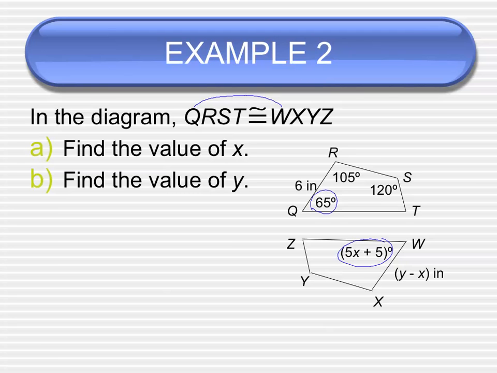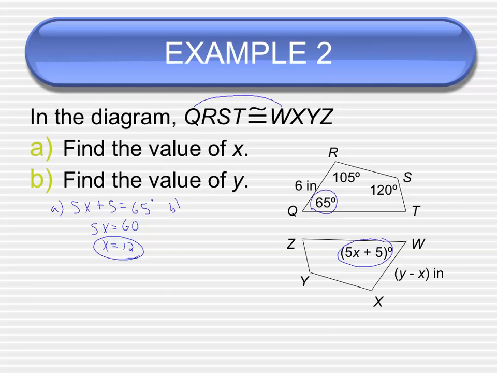So I know that to solve for x, 5x plus 5 is equal to 65. Those angles are corresponding, so they must be congruent since the figures are congruent. And then to solve, subtract over your 5, and then dividing both sides by 5, you get x equals 12. So there's our first answer, that's part A.